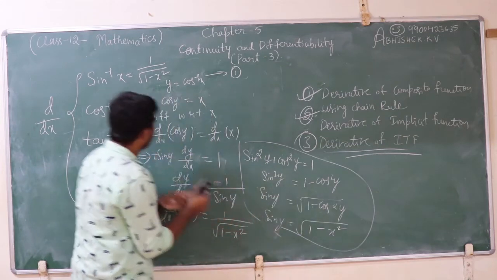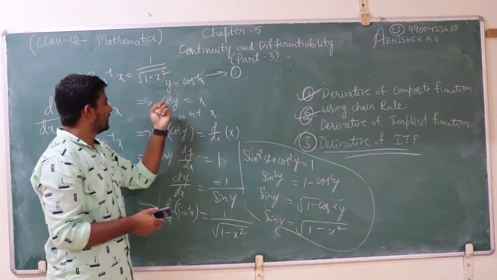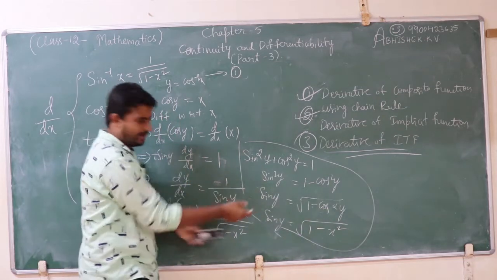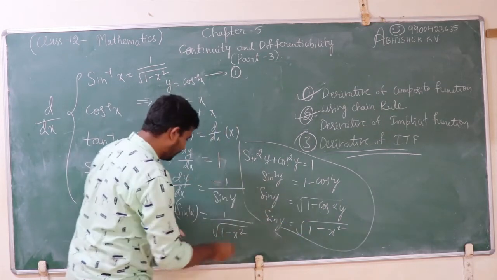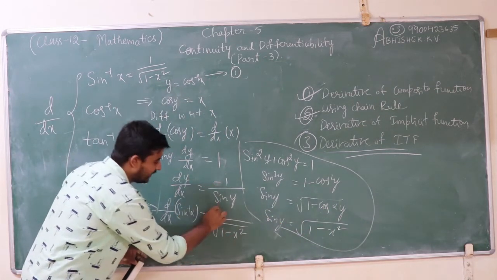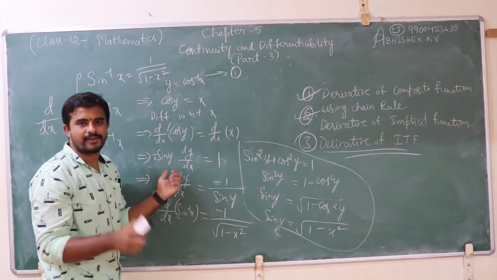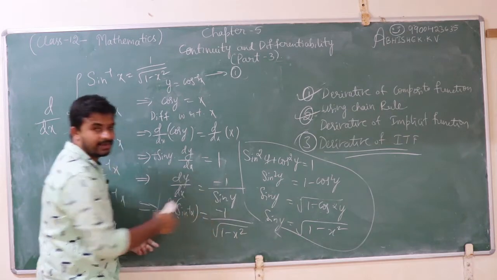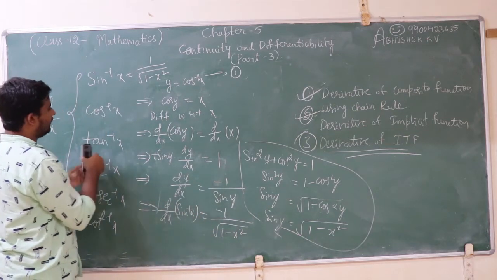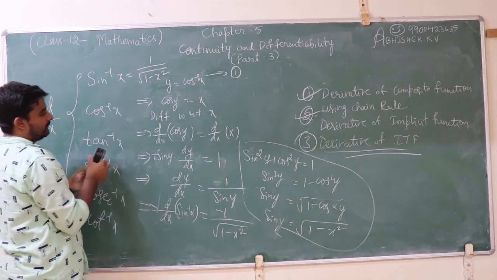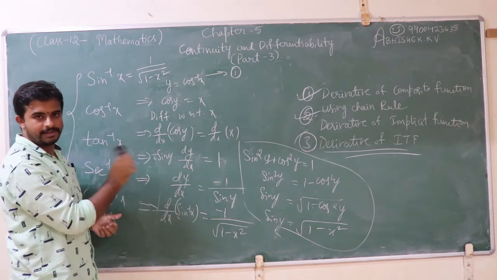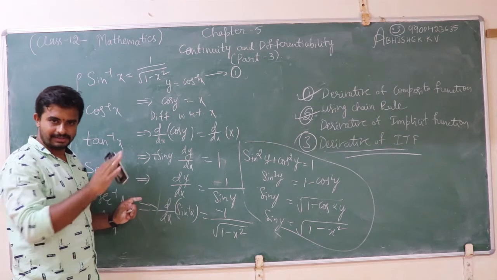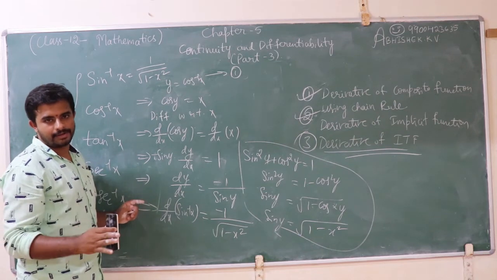Y is equal to cos inverse x, so cos y is equal to x. Cos square y is again x square. Therefore the derivative of cos y is minus 1 divided by square root of 1 minus x square. Therefore we conclude the derivative of cos inverse x. Shall I write it? Yes, please note down. This is the way to find the derivative for inverse trigonometric functions.